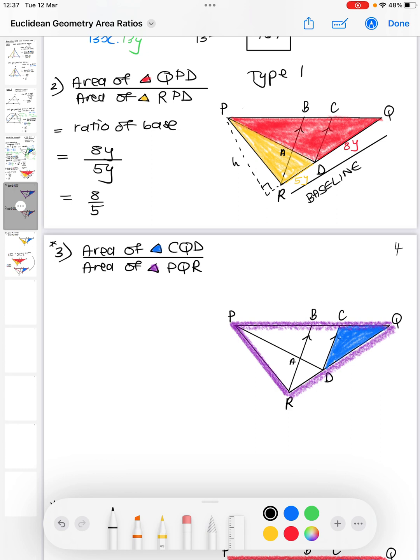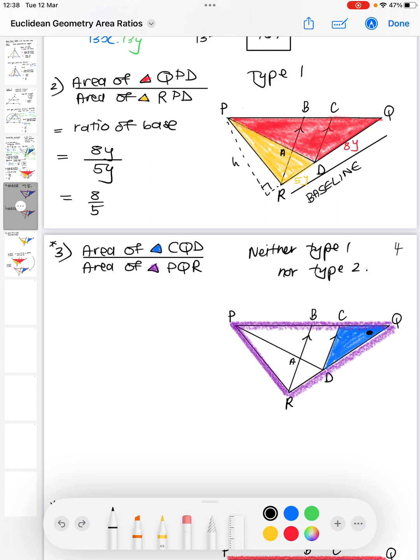In this case, it is neither type 1 nor type 2. Why? Because they don't share a common height, and yes, they share a common angle, but CD is not parallel to PR, so I can't say it is type 2. If this is the case, normally you would have to combine the answers from the questions above to help you with this.